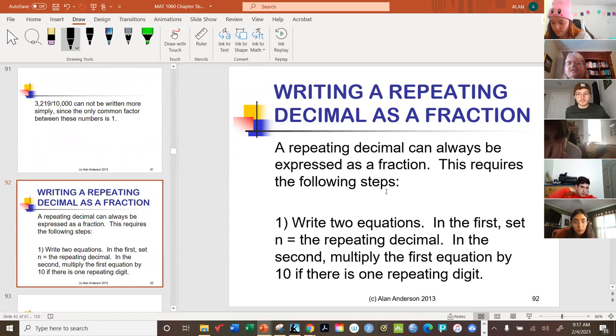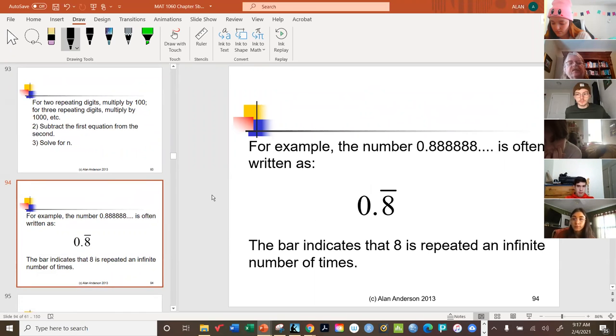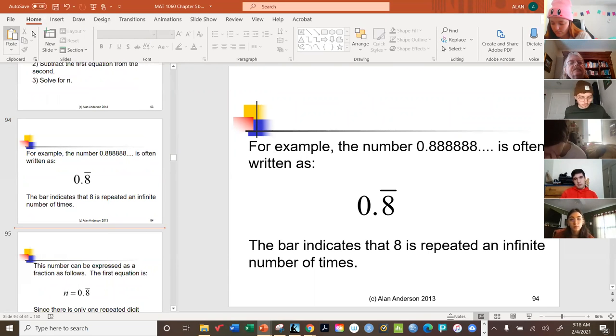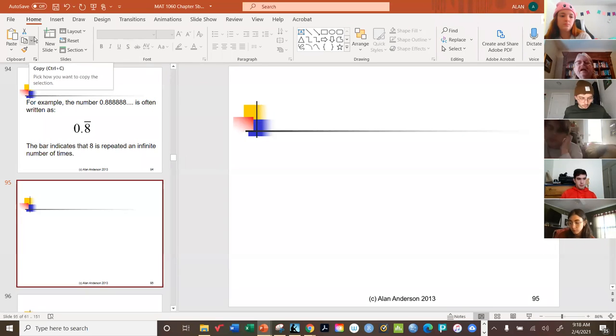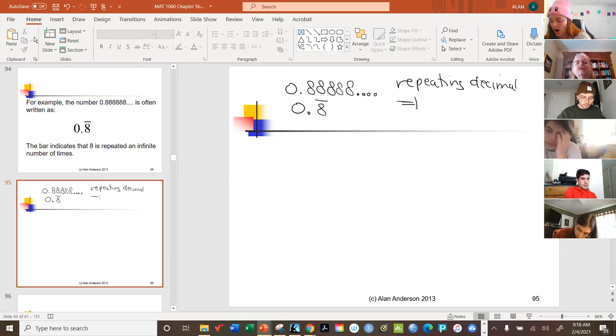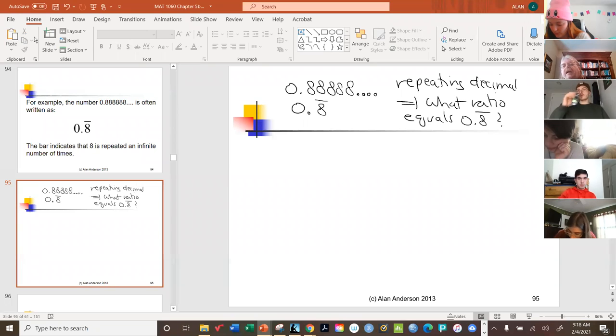Let's look at how this works. I'll tell you what, let's look at an example before I show you all the formal steps. So let's say we have this number, 0.88888, which can be just as easily written as 0.8 bar. Now, this is clearly a repeating decimal. The question is, what ratio equals 0.8 bar? We'd like to find that ratio so we can prove that this number is rational.